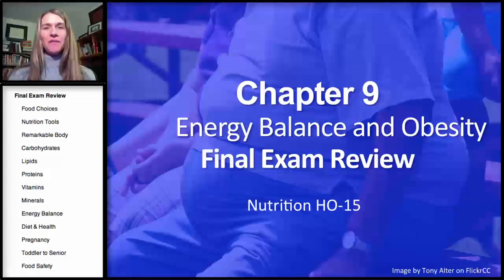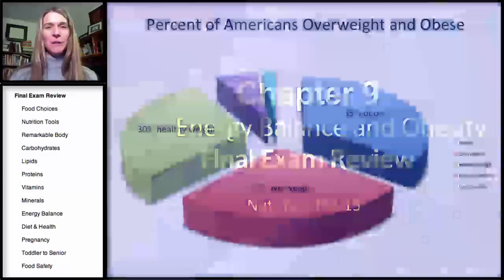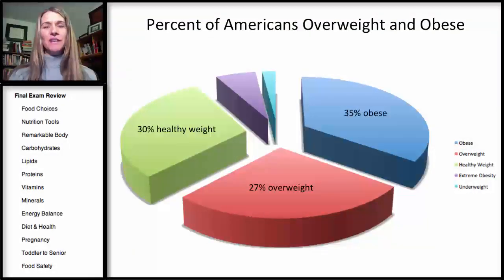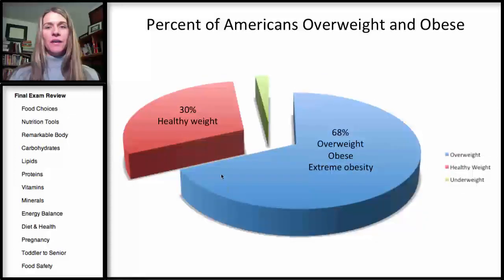The next section of the final exam review is on Chapter 9, Energy Balance and Obesity. Let's start with the percent of Americans that are considered either overweight or obese. We can see here in green, this is the healthy weight, whereas our overweight is about 27%, obese being 35%. You can see the extreme obesity is shown here in purple with underweight here. And if we put all that together, the overweight, obese, and extreme obesity, you can see we're approaching 70%.